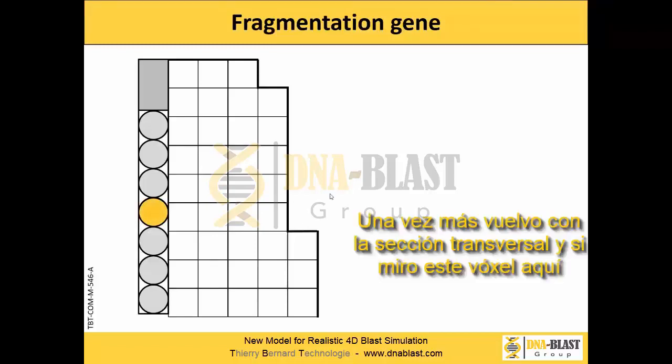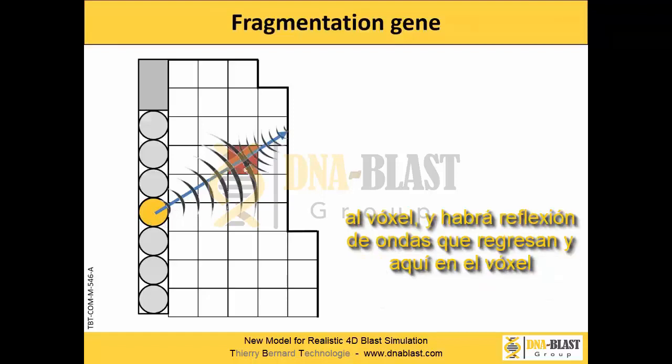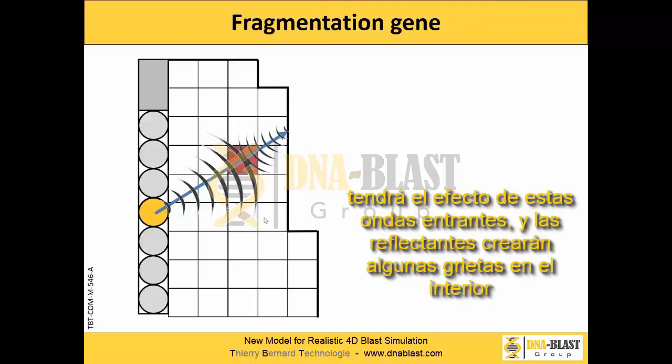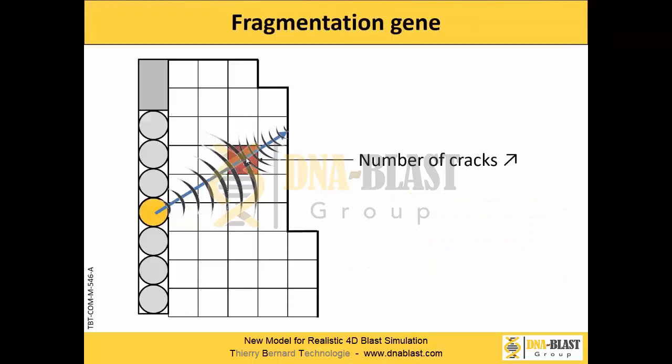Once again, I come back to the cross-section, and if I look at this voxel versus this sphere, here you will have a P wave and an S wave traveling from the sphere to the voxel, and you will then have a reflected wave coming back, and here in the voxel you will have the effect of these incoming waves and reflected waves. Both will create some cracks inside, and you will have a number of cracks in the voxel.